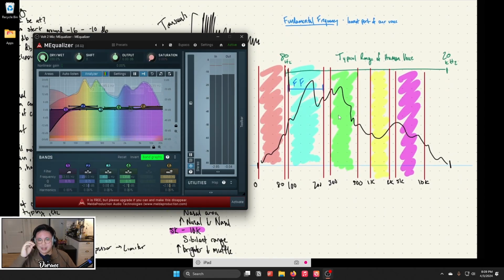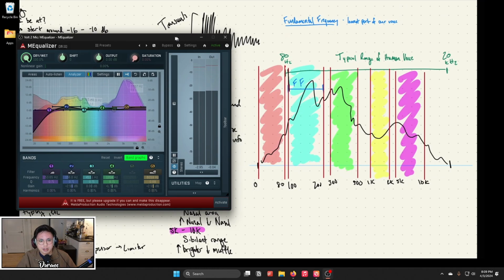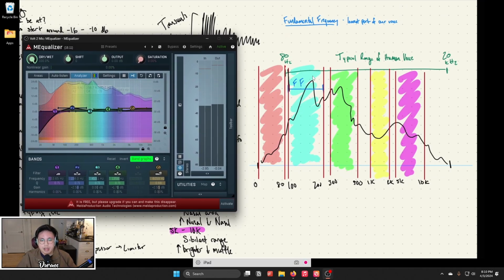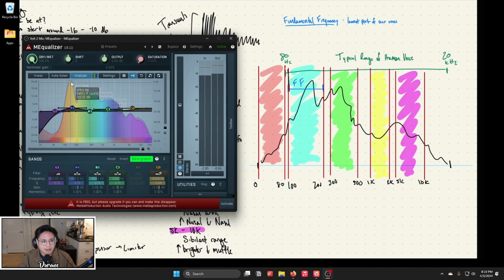One of the most basic things to note about your voice is the fundamental frequency. The fundamental frequency is the lowest part of our voices. So if you see here, I have this audio waveform drawn out, and you can see that the typical range of our human voice is 80 hertz to 20 kilohertz. And that's reflected here on the graph as well. You can see that my voice is hovering around 80 to 100 hertz, and stops at around 20 kilohertz. So the fundamental frequency is the lowest part of our voice. For people that have higher pitched voices, their fundamental frequency might be a little bit higher than mine, around 150, 200, etc. But mine hovers around 100.